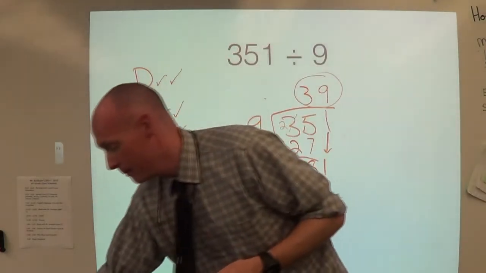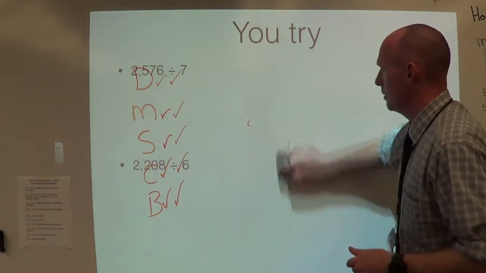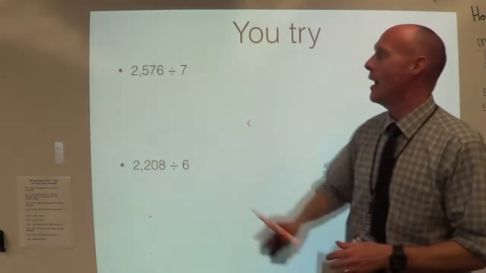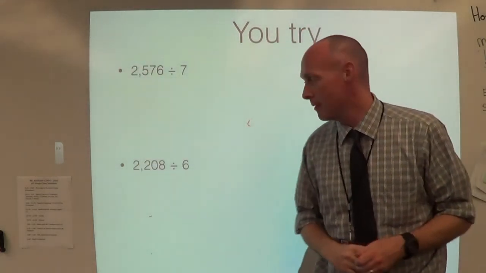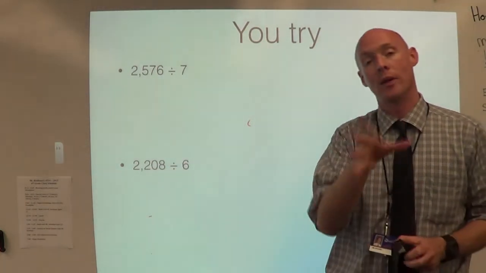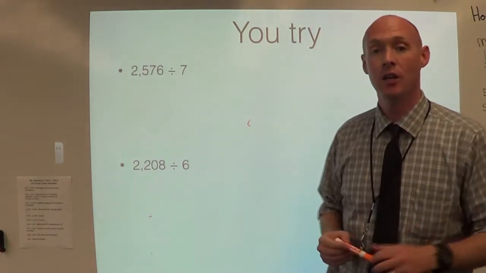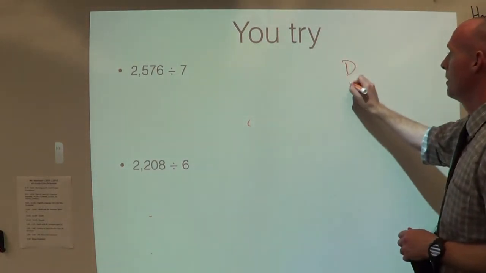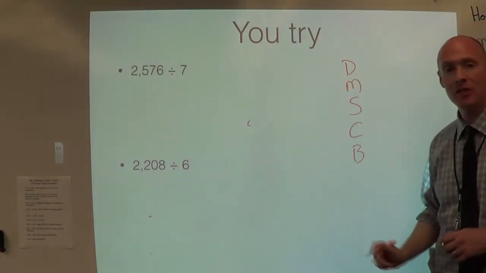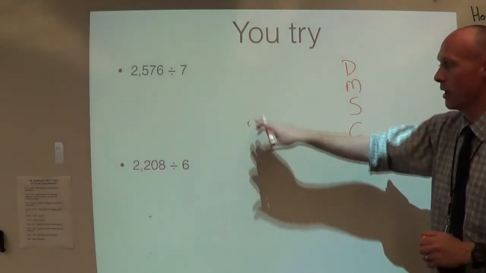Okay, got a challenge for you. Here I have two problems. 2,576 divided by 7, and also 2,208 divided by 6. Your challenge is going to be to solve these two problems on your own. I highly encourage you to set up, does McDonald's sell cheeseburgers? Set that up on the side and do little check marks as you go. Okay? Pause the video, try to solve these two problems now.